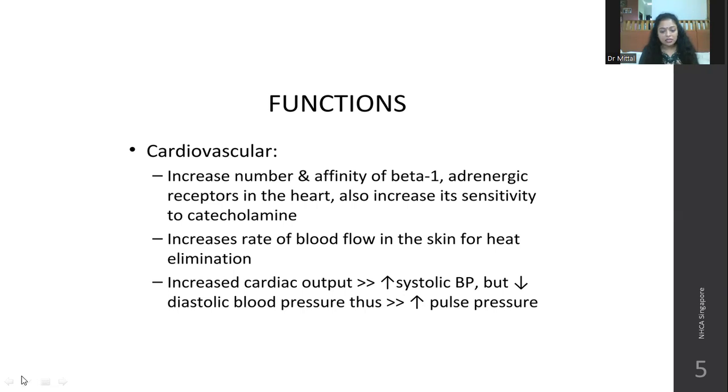So in the contracted state, what is the blood pressure? That is systolic. In the relaxed state, what is the blood pressure? That is diastolic. Systolic BP will increase, which means more blood is pumped out. When the systolic BP is increased, it means the force with which the heart is contracting is higher, so a greater amount of blood is pumped out. That is the reason cardiac output is increased. Pulse pressure will also increase.